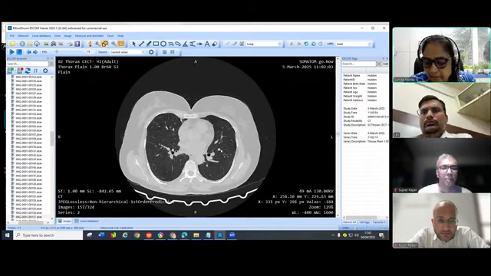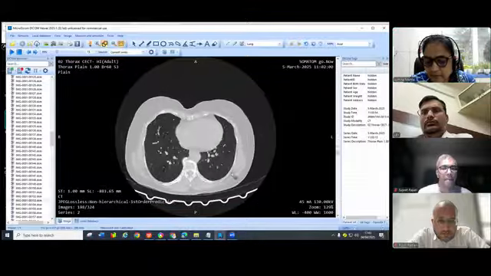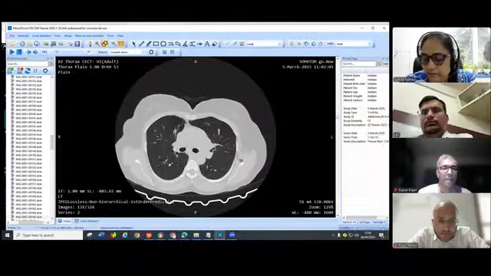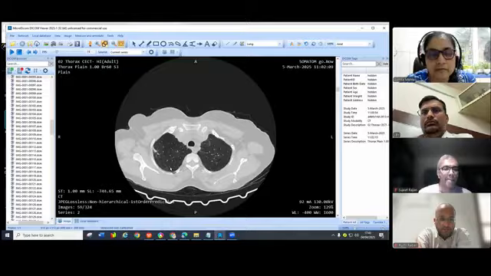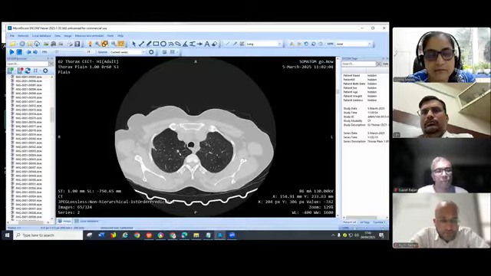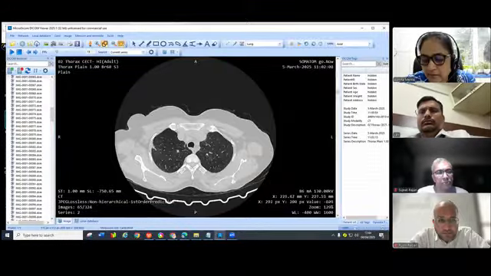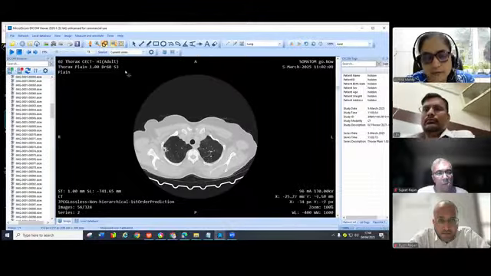So some of them are irregular like this. Some of them are more smooth. Many of them are perifissural or subpleural in location. And in the upper lobes, they're even more irregular and having some tiny nodules adjacent to them also. Just zoom it a little bit.